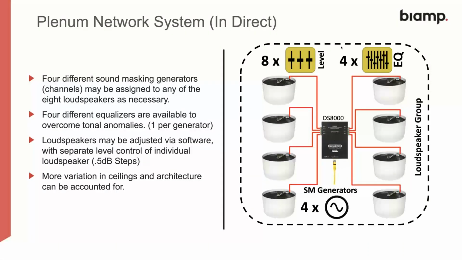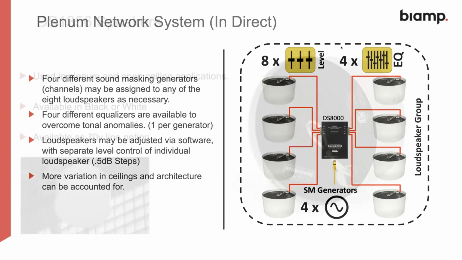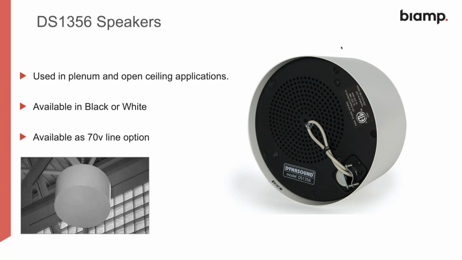So in the plenum network system, we've got 4 different sound masking generators, and these can be assigned to any of the 8 speakers as you require. 4 different equalizers are available to overcome the tonal anomalies, which is 1 per generator, and the loudspeakers can be adjusted by the software with separate level control. Again, you need to make sure that you've made allowance for variation in ceiling and architecture as well. So it's very important to make sure that you know what you're dealing with.